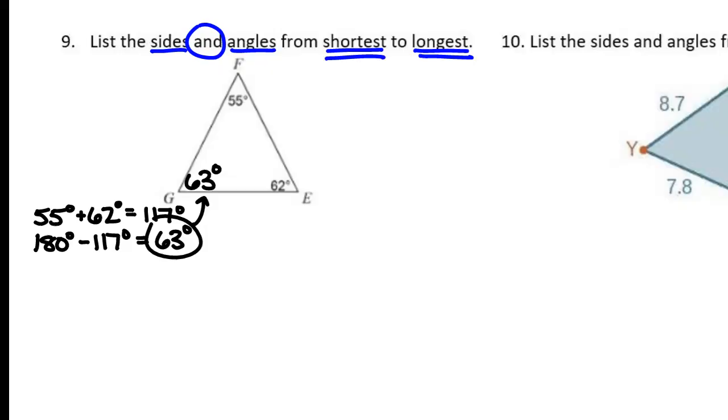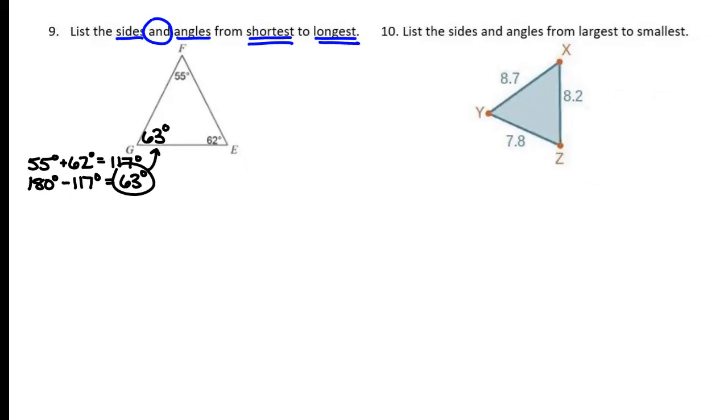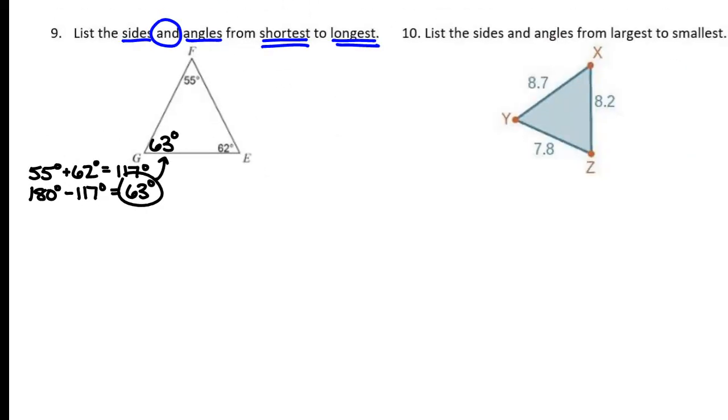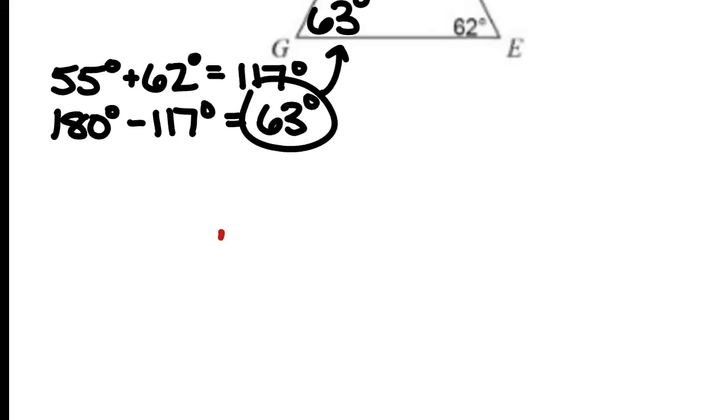We're supposed to go shortest to longest. Would it be easier to do sides or angles first? Angles. So smallest to largest on my angles. What is the smallest angle? 55 degrees, which is angle F. So angle F goes first.